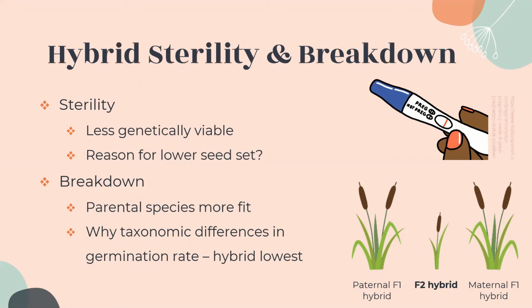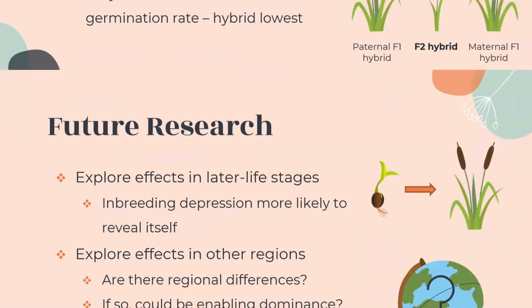There also may be hybrid breakdown within cattails, which is essentially when the parental species have an increased fitness in comparison to the advanced generation hybrids, which was evident in my data through the taxonomic differences in germination rate, where those F2 hybrids had the lowest overall germination. This concept is common in hybrids, as the wacky genetics from the first generation hybrid offspring get copied over into the advanced generation hybrid offspring and result in a lower relative fitness.